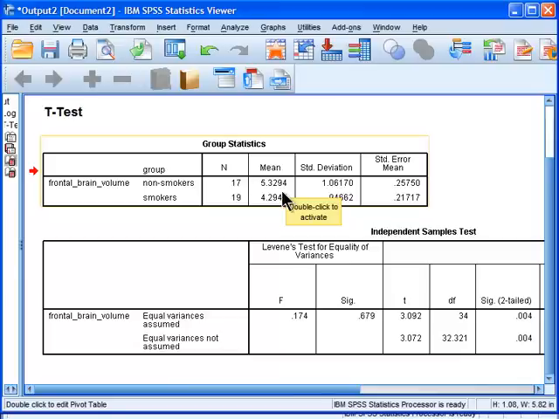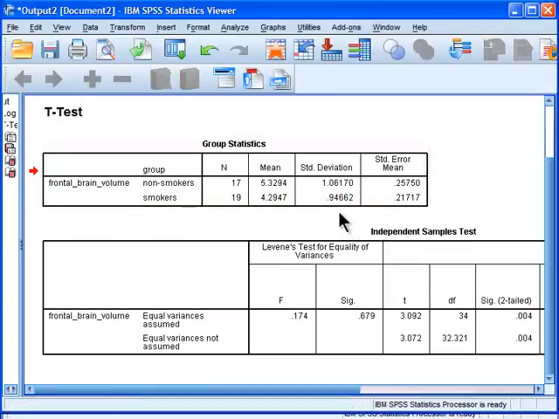So non-smokers had a mean frontal lobe volume of 5.3 versus smokers with a frontal brain volume of 4.3. All right, and the standard deviations are in the column next to the means, and we've got a standard deviation of 1.06 for the non-smokers and 0.946 for the smokers. So we can tell by looking at the means numerically, there's a difference equal to about 1, 5.3 versus 4.3 rounded. And the standard deviation is about 1. If you average that, the standard deviation is about 1.